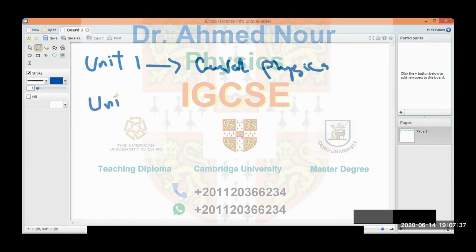Unit 2, Thermal Physics. We speak in this unit about the temperature, thermometers, the heat energy, how we can measure energy. Is the temperature hot or cold? We know the new meaning of the temperature and what is the difference between melting, boiling, evaporation, vaporization.